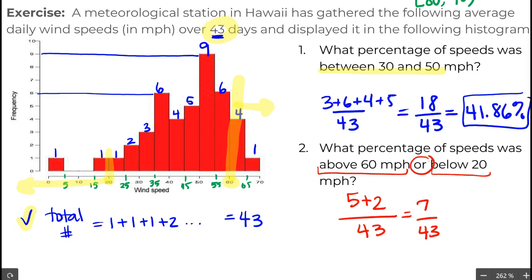A lot of students get tripped up on this, like, well, it can't be both. Or does not mean that, it just means that we had an extreme day, either extremely windy or extremely calm. So 7 out of 43, this is 16.28%. All right, that's interpreting a histogram.